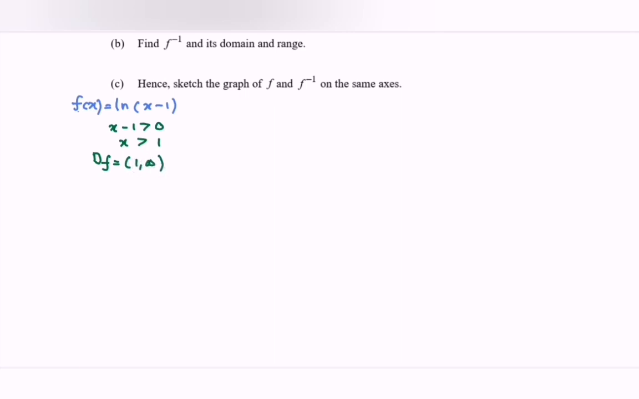Next is to find the inverse. Let y equals f(x), so f inverse of y equals x. Let's begin. y equals ln(x - 1). Kindly express x as the subject. So we have exponent y plus 1 equals x. So f inverse of x equals exponent x plus 1.